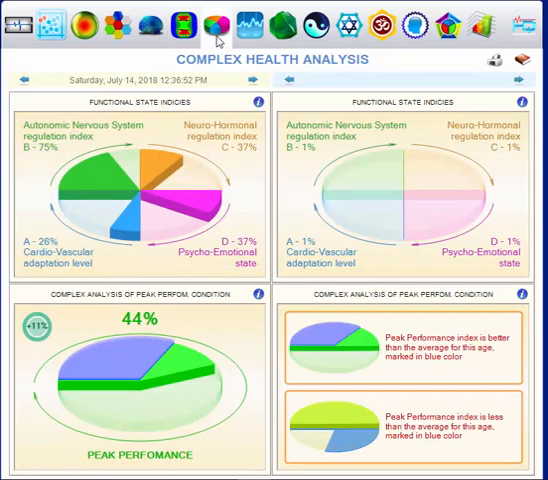Next we want to see an overview again of the A, B, C, and D in a different shape presentation, and then we want to see the complex peak performance condition. The blue line over here shows the average performance, and this is what this particular client has. If it's better, it's positive. So in this case, we see it's in the green zone.